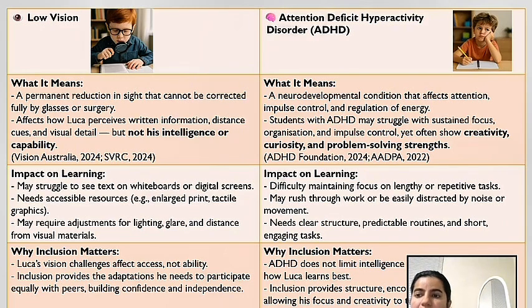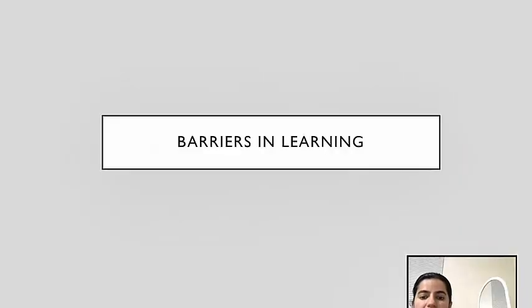Alongside this, Luca has attention deficit hyperactivity disorder, a neurodevelopmental condition that affects attention, organization, and impulse control. Students with ADHD often face difficulty sustaining focus during lengthy or repetitive tasks or may be easily distracted by noise and movement. However, these students also show remarkable creativity, curiosity, and divergent problem-solving skills when learning environments are structured and predictable. For Luca, effective inclusion means clear visual instructions, breaking information into smaller chunks, providing movement breaks, and embedding routines that support executive functioning. Moving on to talking about barriers in learning.